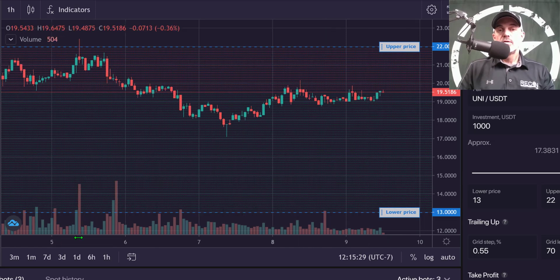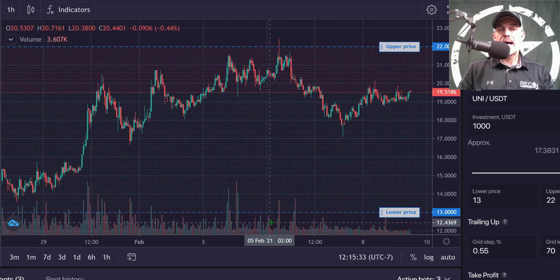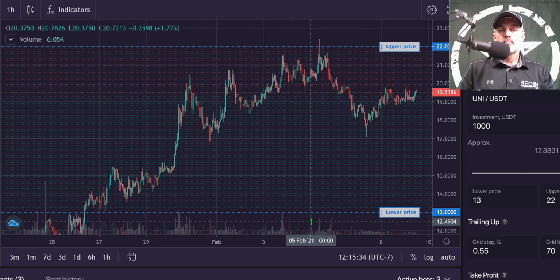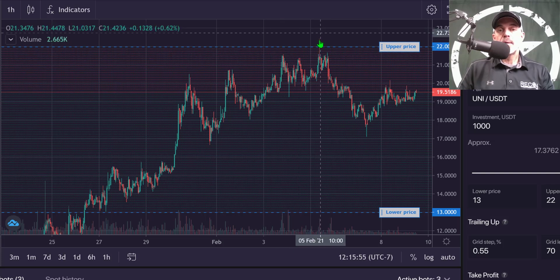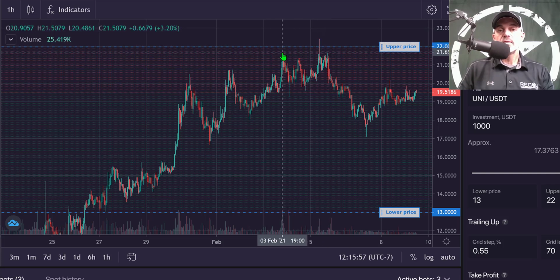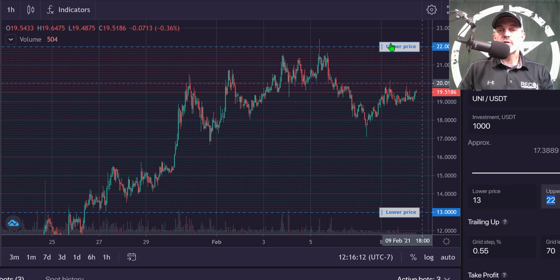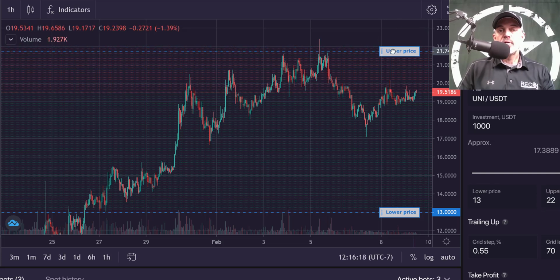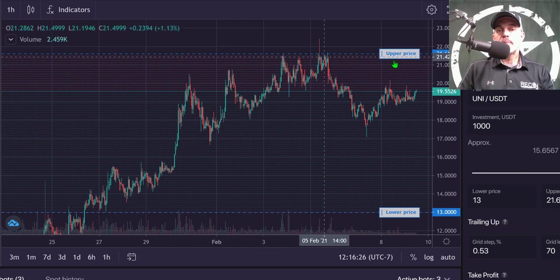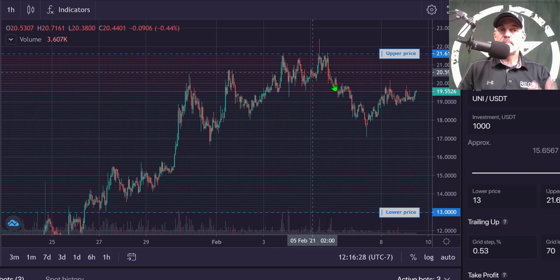So if we zoom out and start looking back, I can start to see this level here, minus this big wick up, appears to be resistance. We hit there and sold off, and then hit that same area again and sold off, dipped down, same area and sold off. So around the 2150 area appears to be resistance. So I can drag my upper price level down into that zone, and now I have an established upper price level.